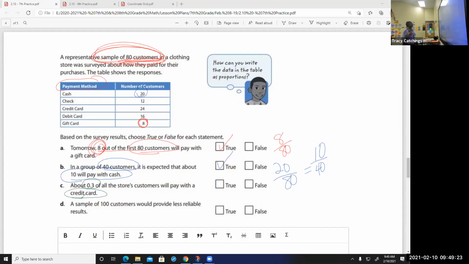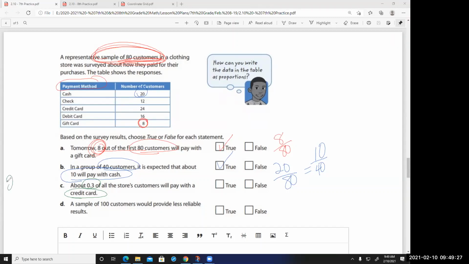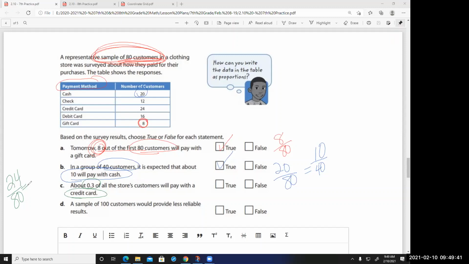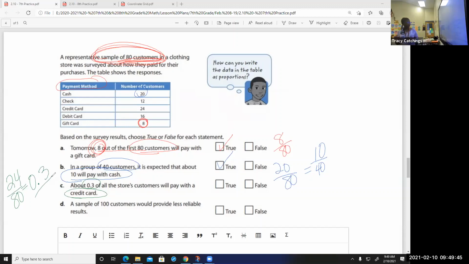All right, C says about 0.3 of the store's customers would pay with a credit card. How many pay with a credit card now? 24. All right, so that'll be 24 to 80. Somebody go ahead and divide that out for us. 0.30. Would you say that's true or would that be false? True.